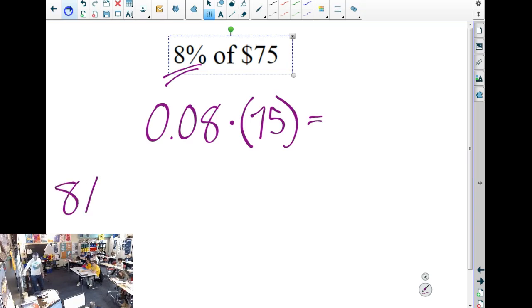If you got the wrong answer, 8% becomes 8 over 100. Guys, so many of you keep doing this. 8% is not 0.8. It's 0.08. It is 8 hundredths. Please turn your brain on and give it some care.